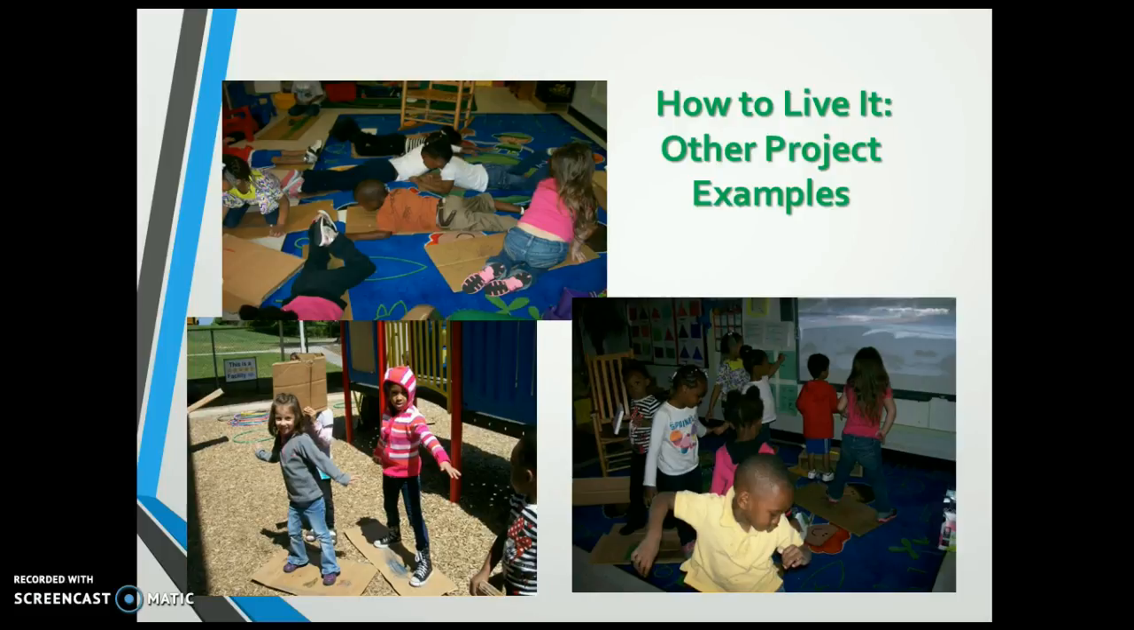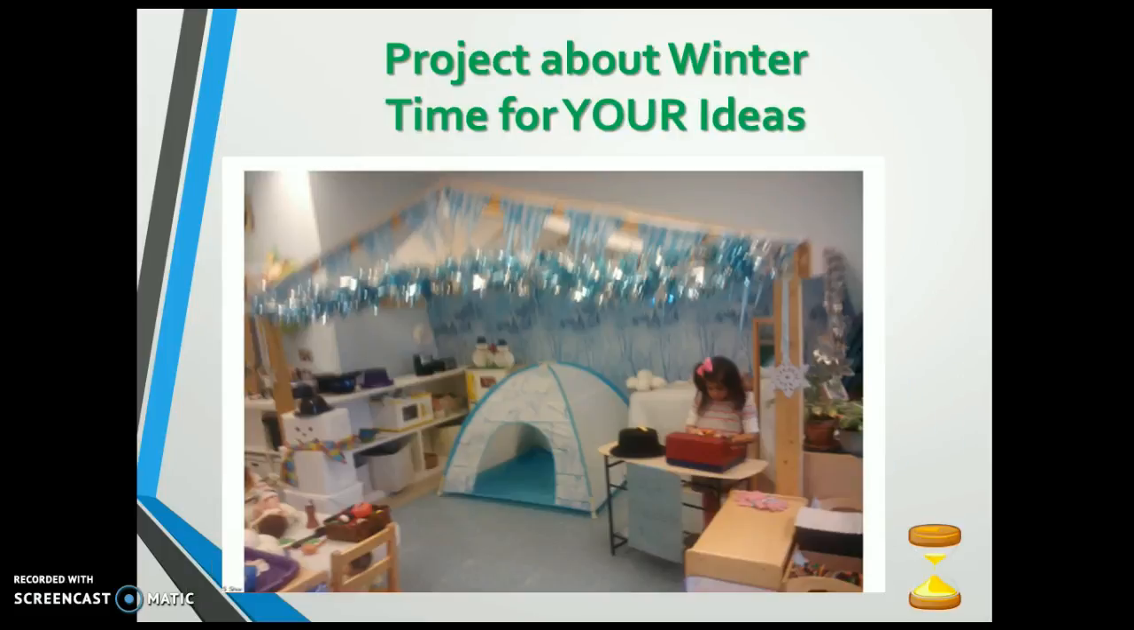So how do we live those projects? Let's give a couple of other examples. Here's one about winter. It was a project about winter that I actually observed in this classroom. They actually had what they called a learning box, that in it had a toboggan and some gloves, and the kids would try on the hat and try on the gloves. They had a temperature gauge that they kept in the window and a chart, and they would record.